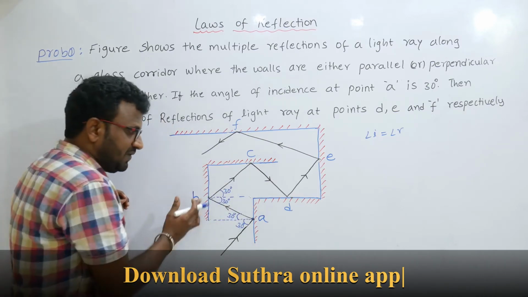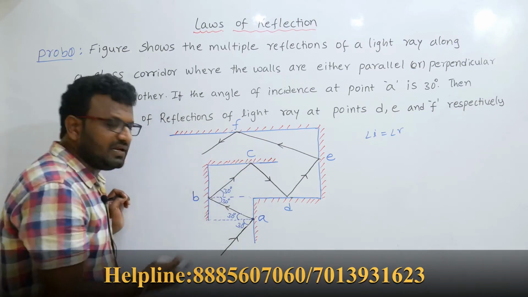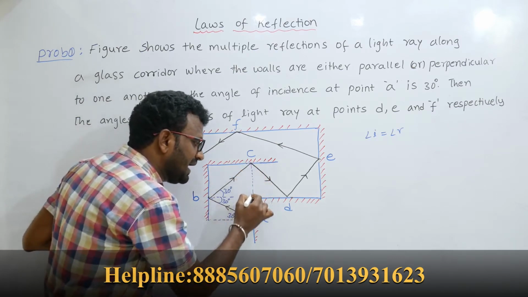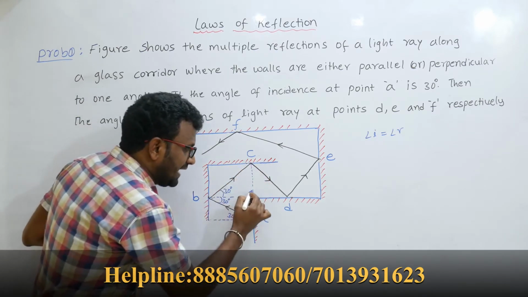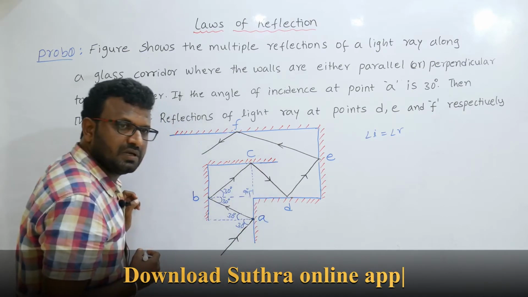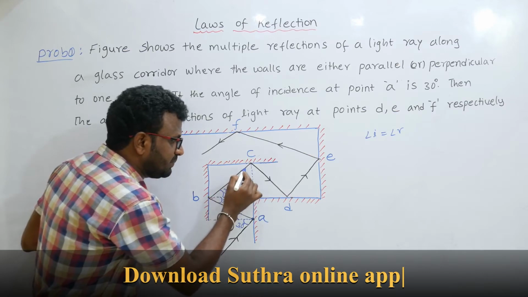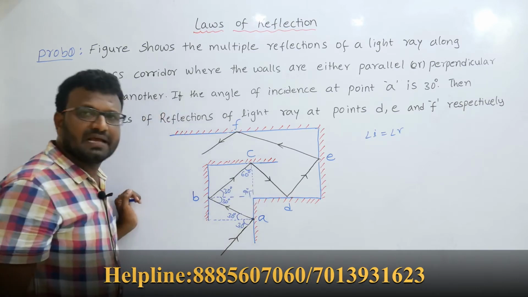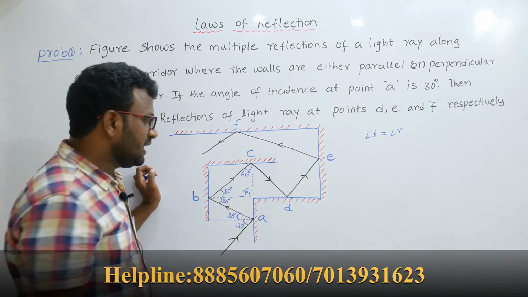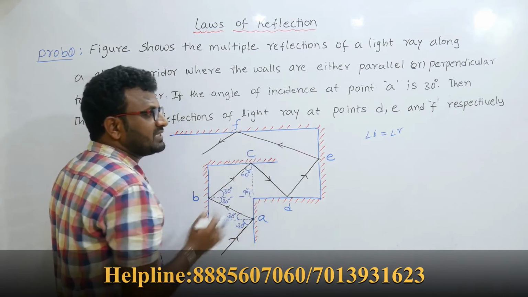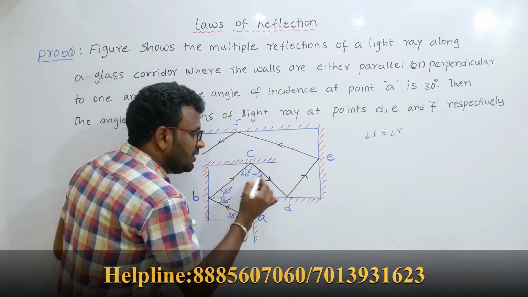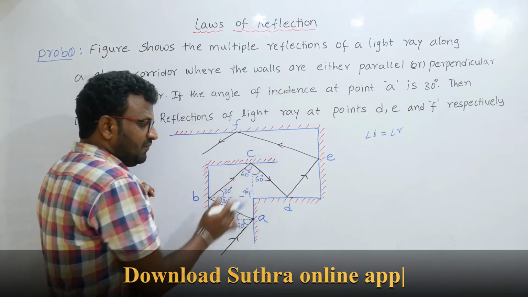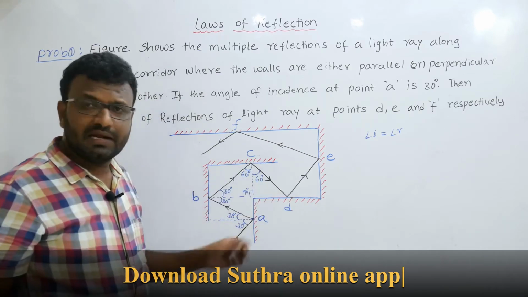Then after the second reflection, the reflected ray is incident on the other mirror at the point C. Again I am going to draw the normal line here. So this angle is 90 degrees. So this is 90 and 30, this becomes 60, because the sum of three angles in a triangle is equal to 180 degrees. So this is 60, and again according to the laws of reflection, the angle of reflection also becomes 60.